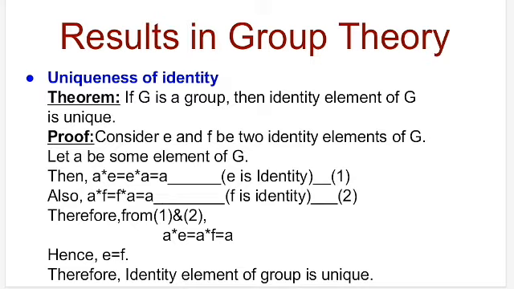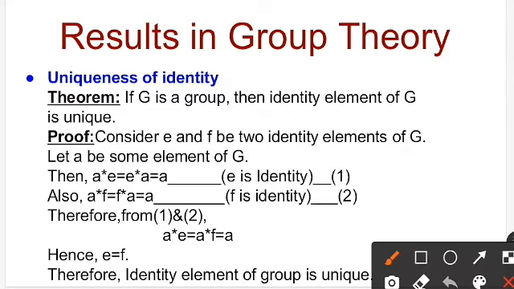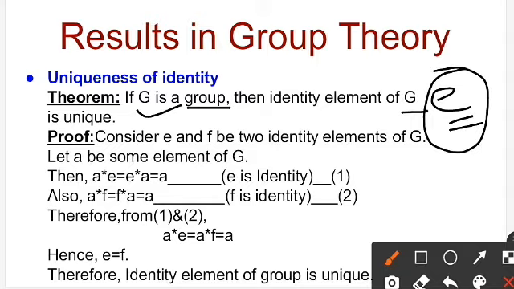First of all, we will talk about the uniqueness of identity. We all know that in group theory, we consider element E as the identity element. Now we will see the uniqueness of identity. According to this theorem, if G is a group, then the identity element of G is unique. So we have to show that E is unique. How could we prove this?